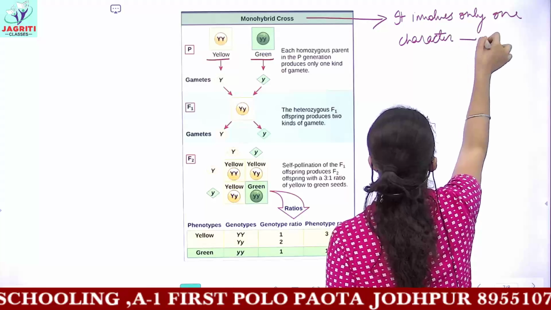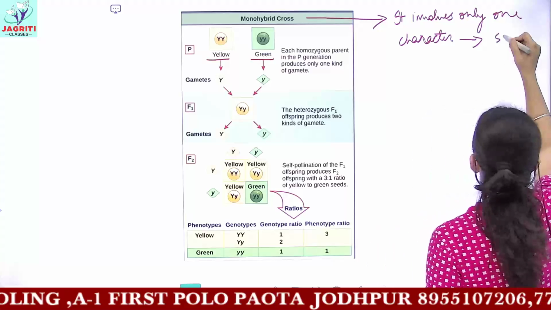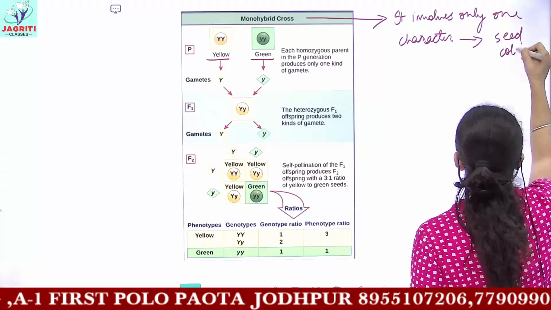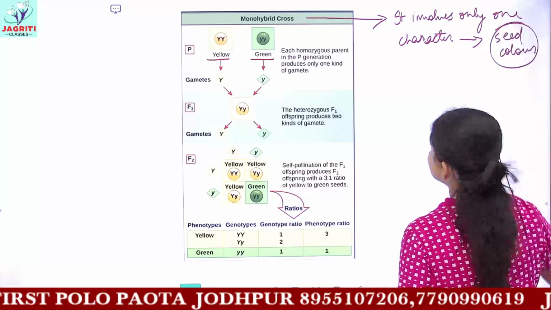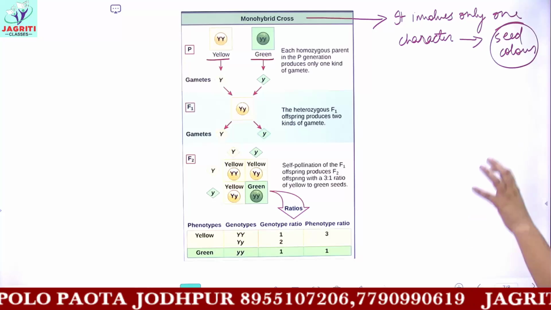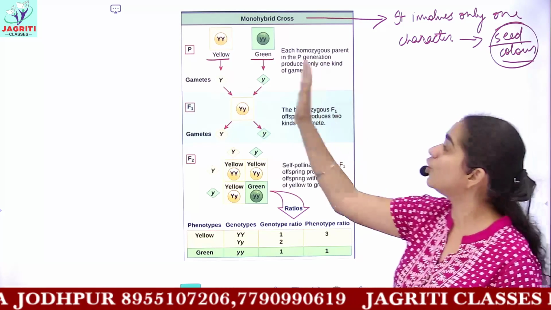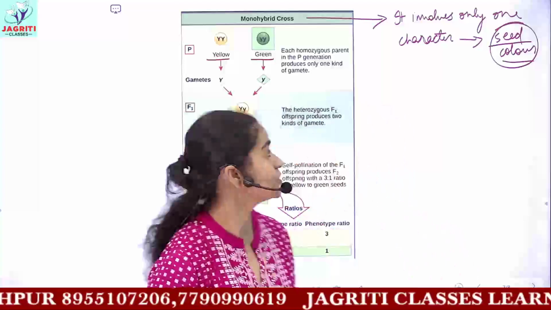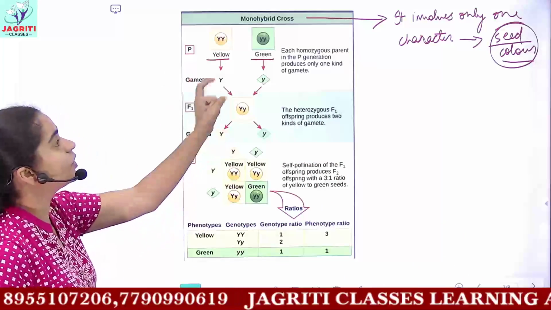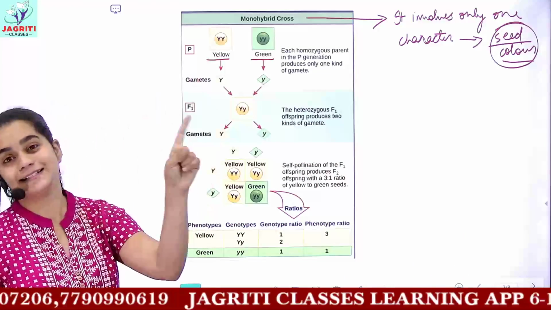And which character does it involve? It involves the character of seed color. Because we are only studying the cross between individuals based on seed color, it is called a monohybrid cross. So a monohybrid cross involves a single character, seed color.